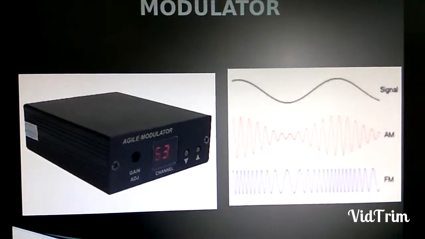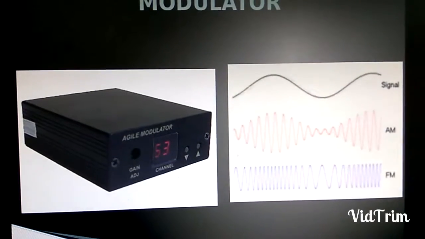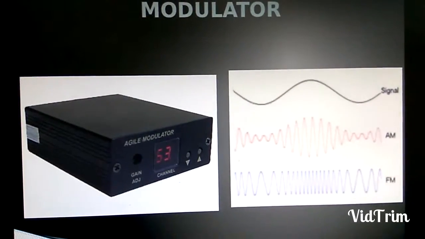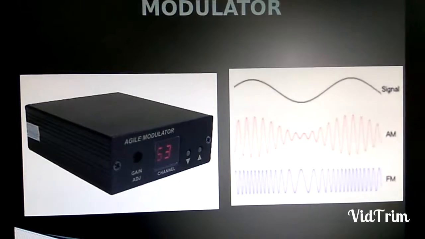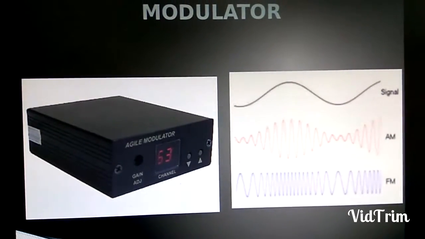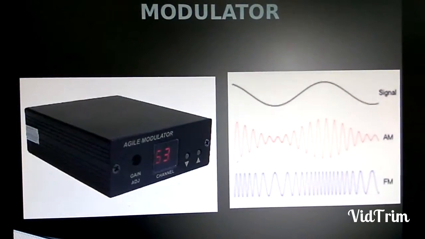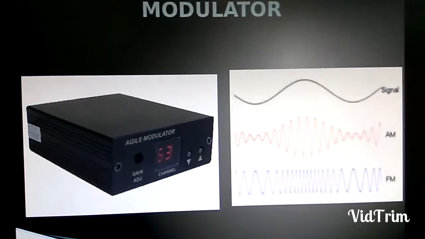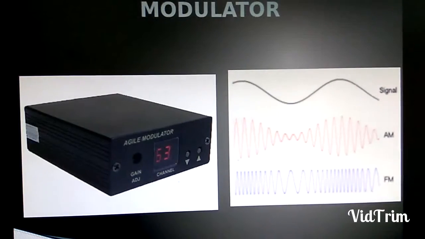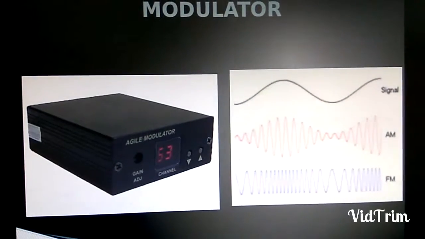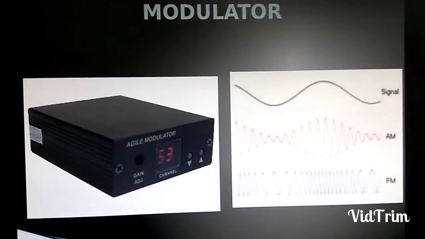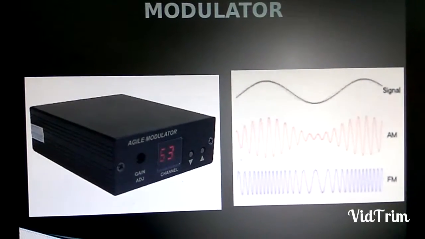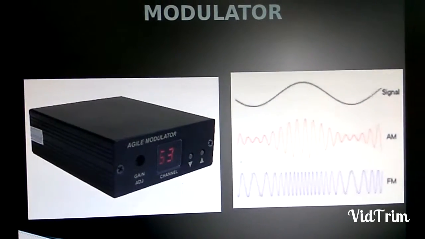In electronics and telecommunication, modulation is the process of varying one or more properties of a periodic waveform, called the carrier signal, with a modulating signal that typically contains information to be transmitted. What a modulator actually does is that it superimposes the actual message signal onto a carrier frequency, so that the transmission can be easily carried out.